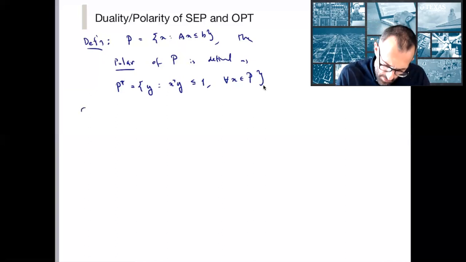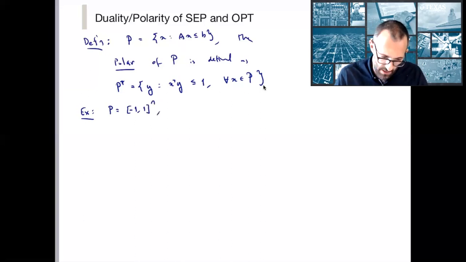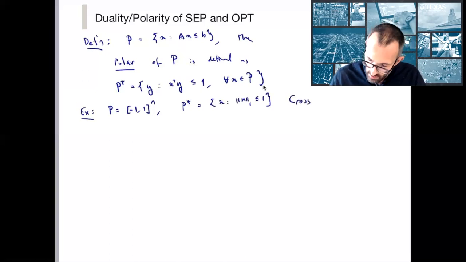And an example that you should keep in mind is that if our polytope is just the unit box, not the unit box, but the box of minus 1 to 1, then its polar, and you should check this for yourselves, is what's called the cross polytope, or the L1 ball: X such that the L1 norm of X is less than 1. This is called the cross polytope.